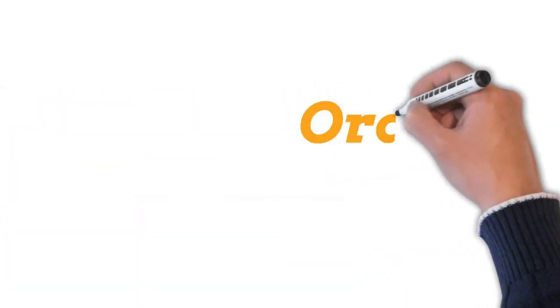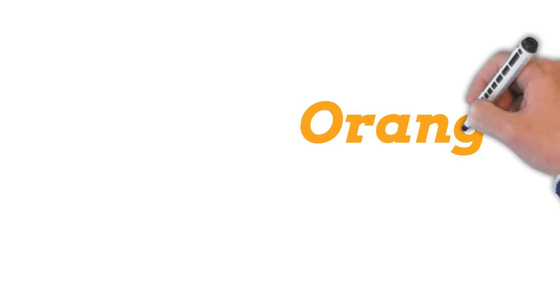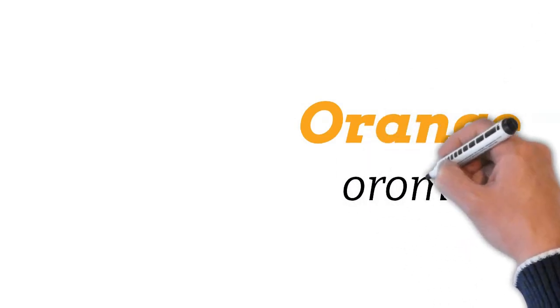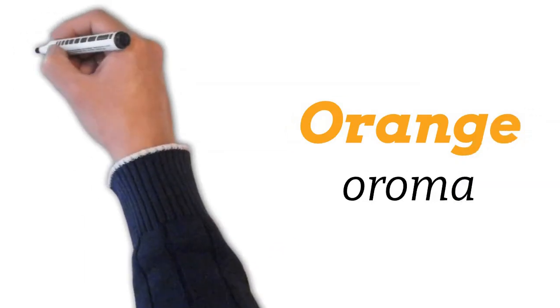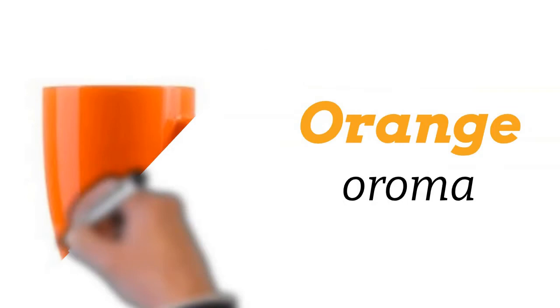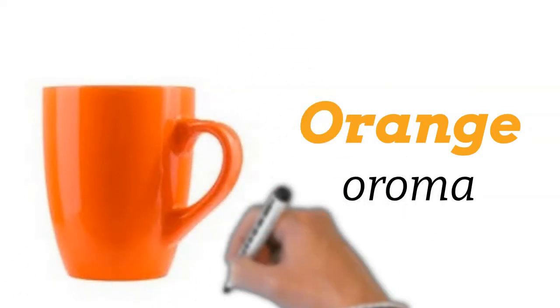Orange color is oroma. Orange in Igbo is oroma. So orange color is also oroma. Ọ na-acha oroma. It's orange in color. Oroma. Orange color is oroma.